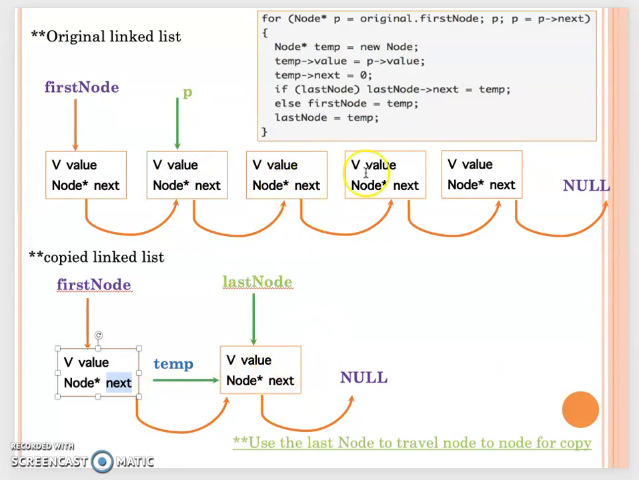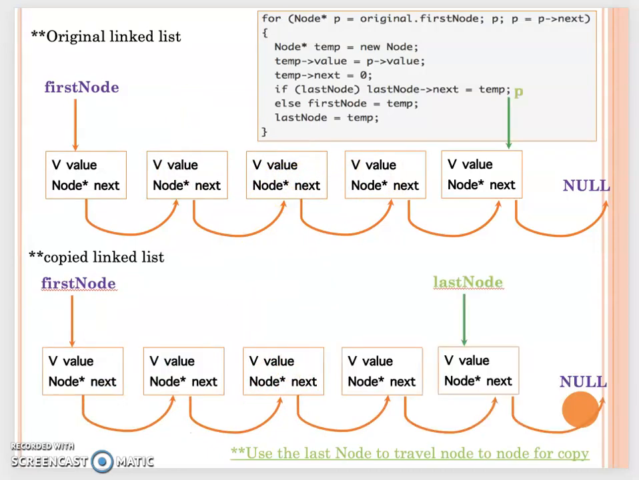So again, P goes next. So that's why you will see the P moving. And again, every time I have a new node, I'm using the last node to move. The last node next always points to the new temp. Then the last node points to the temp. So afterward, we finish the copy.